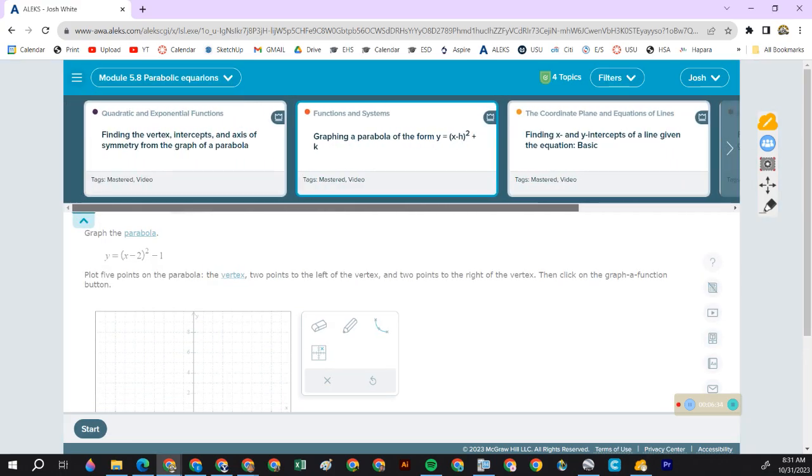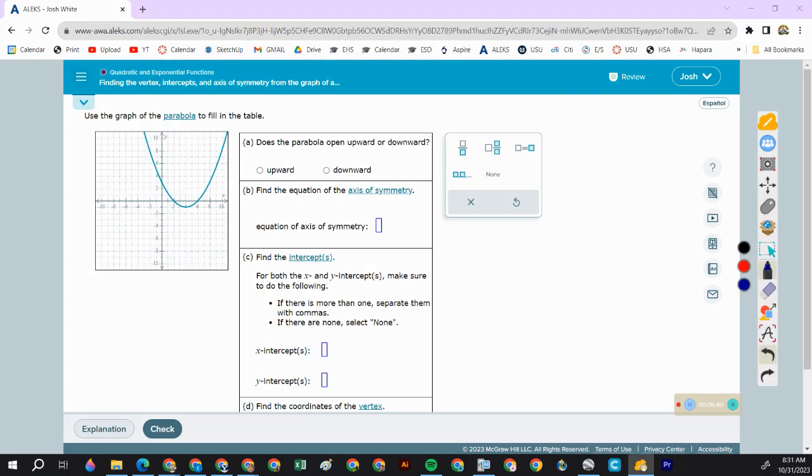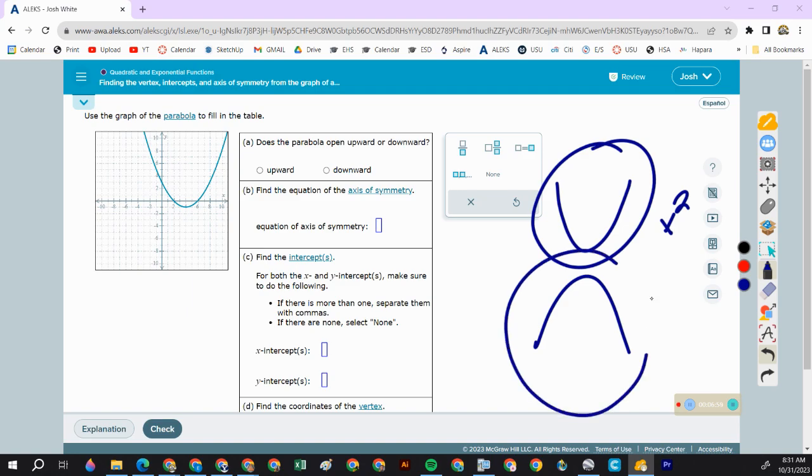All right. Okay. So, does this parabola open up or down? That one opens up. So this is a happy parabola, it's upward. And this is a sad parabola, it opens downward. And all x squareds look like this. It's either a happy parabola or a sad parabola. The axis of symmetry is the line that divides the parabola into 2 equal halves. What is the equation of that line?